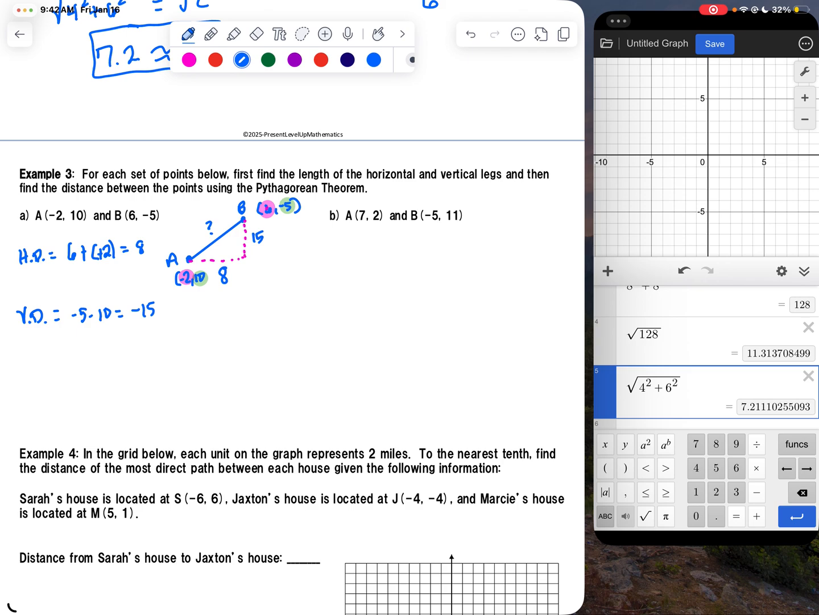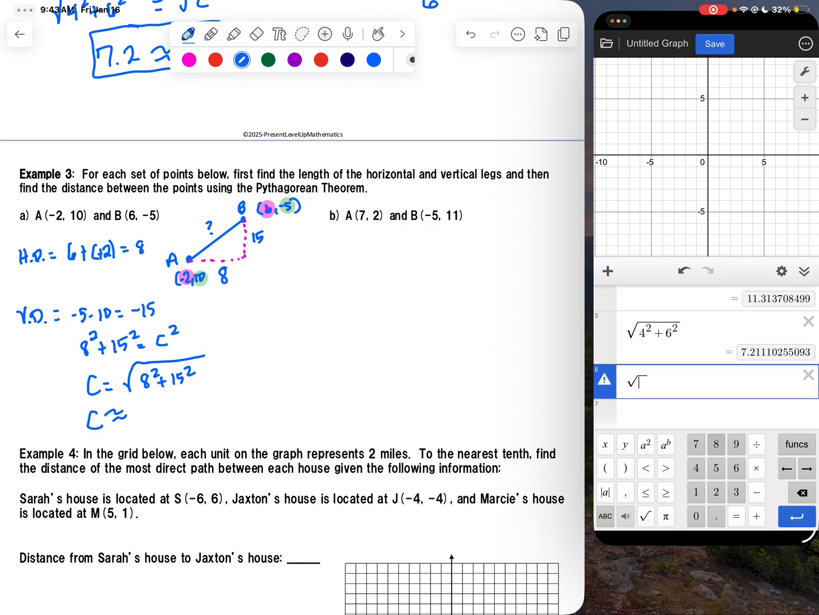Now that we know our horizontal distance and our vertical distance, we can use our Pythagorean theorem. 8 squared plus 15 squared is equal to c squared. So c must equal the square root of 8 squared plus 15 squared. Now let's put that in our calculator.